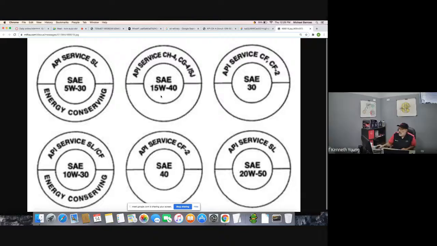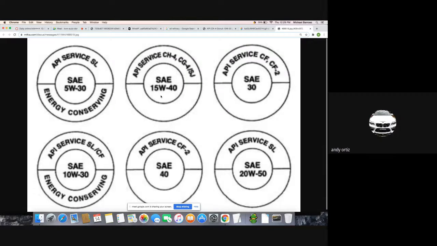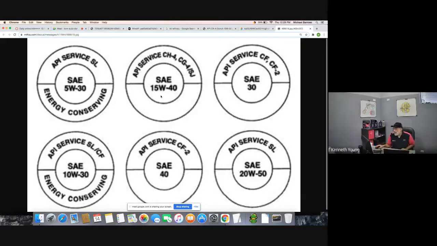Okay. If you look, I don't know if you have the can in front of you or the bottle. I'm looking on their website right now. Oh, okay. Got you. So take a look at these. These oils, everything that you're showing me here, is no good for today's cars.